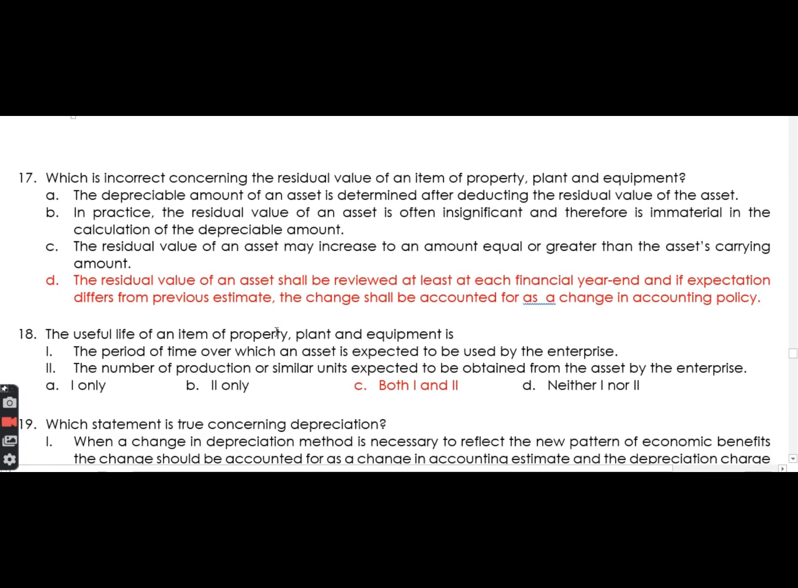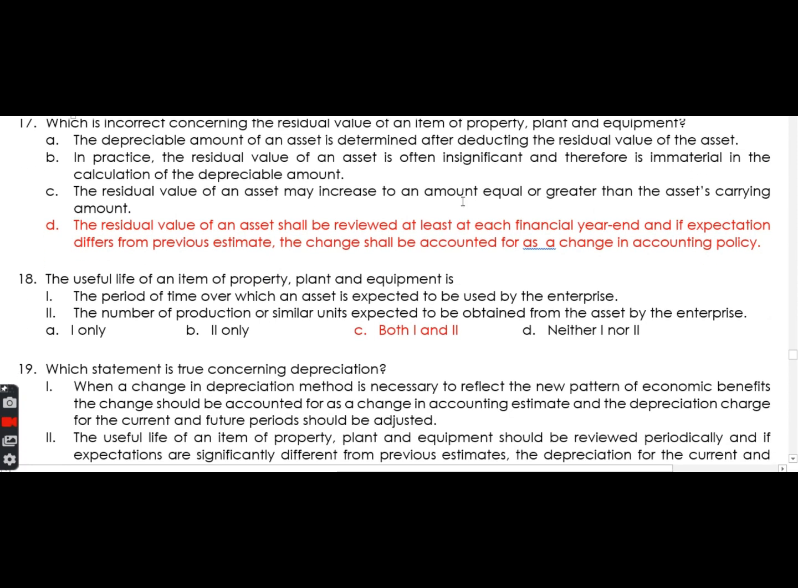Okay. 17, which is incorrect concerning the residual value of an item of property, plant, and equipment. Ang sagot ay D. The residual value of an asset shall be reviewed at least at each financial year, and if expectations differ from previous estimate, the change shall be accounted for as a change in accounting policy. O, mali na siya. Anong nagpamali? Change in accounting estimate dapat. So, yun yung nagpamali doon. Okay? Tama lang yung pag-review ng residual value at least at each financial year. Tama lang yun. Pero hindi siya change in accounting policy. Change in accounting estimate siya.